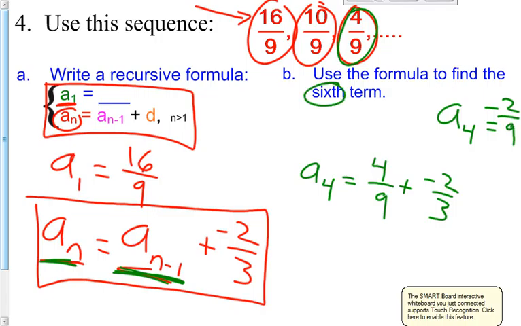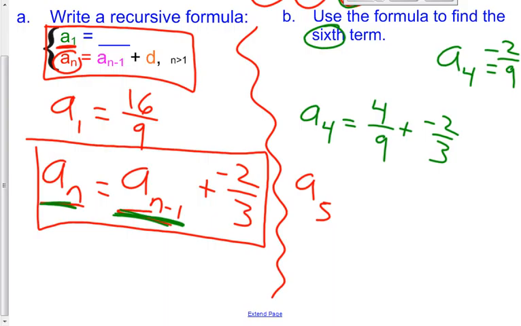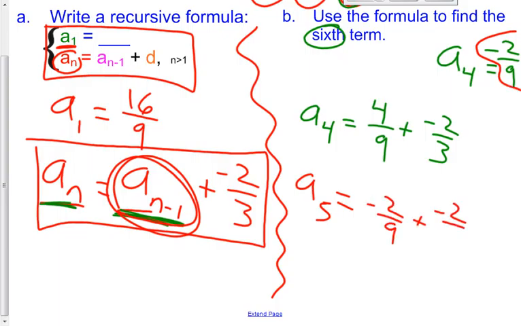Well, we need to find the sixth term. But before we can find the sixth term, we need to find the fifth term. So what is that fifth term? Well, a sub 5 is found by taking a sub 5 minus 1, which is a sub 4, the value of the previous term. What's a sub 4? We found it right here. It's a negative 2 ninths. So it's a negative 2 ninths plus a negative 2/3. So what is the value of the fifth term? Doing that in your calculator, it's a negative 8 ninths.